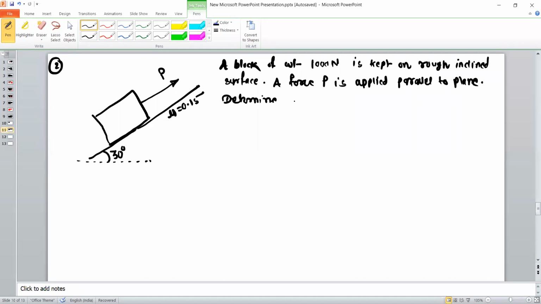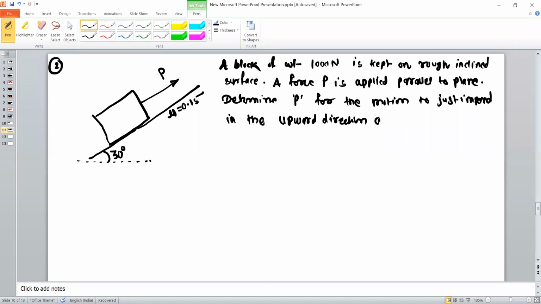So determine the force P for the motion to just impend in the upward direction along the plane. So the meaning of the last sentence is, motion to just impend in the upward direction along the plane. That means what should be the value of P so that the block will start moving in the upward direction along this plane.